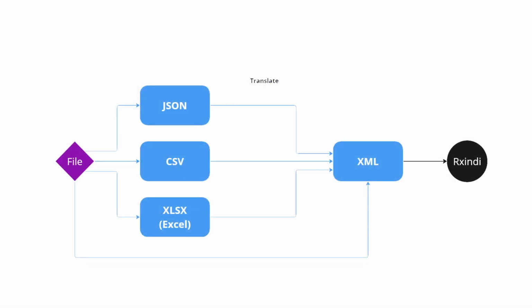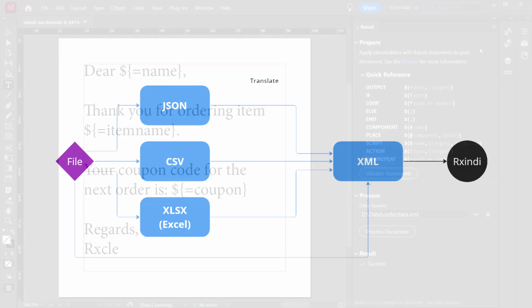Aside from XML, Rxindi also supports Excel, CSV, and JSON file types as input. When one of these file types is selected, it is internally first transformed into a standard XML layout. This is done so that the same powerful data query language features can be used, regardless of the input file type. The exact details on how each file type is transformed is out of scope for this video. For details you can check the Rxindi manual.